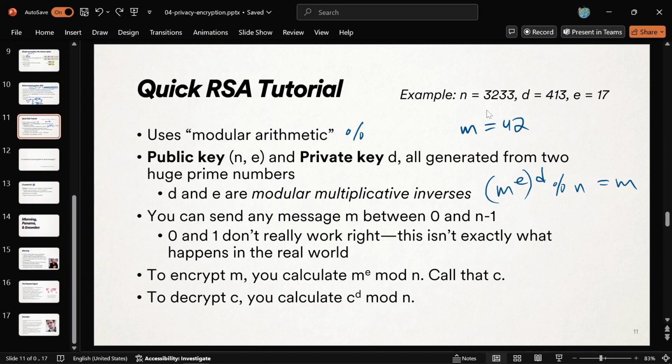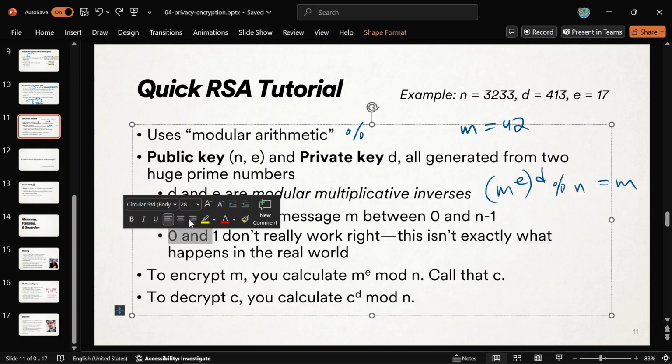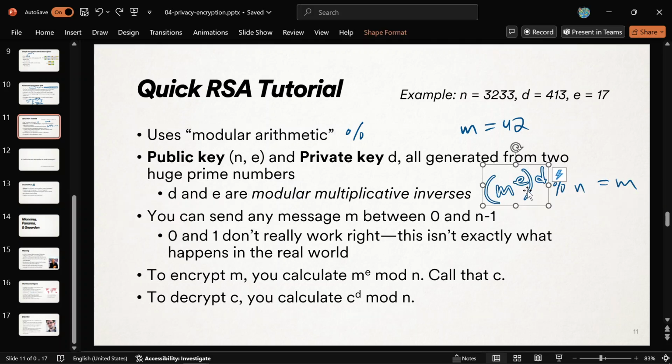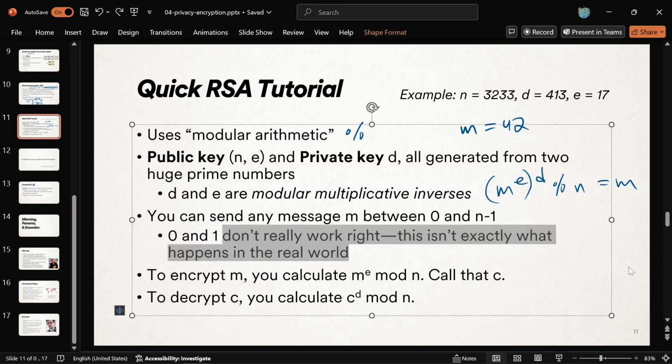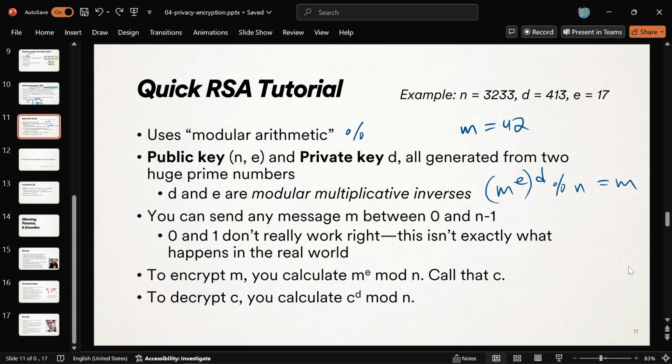So yeah. Once you've picked n, that's constrained you. So you can send any message now between 0 and n minus 1, but you definitely don't want to send 0 or 1 because that would ruin the power computations, right? It would still be 1 or still be 0. So just send 2 or bigger, then you're good. And we make sure of that in the real world anyway.